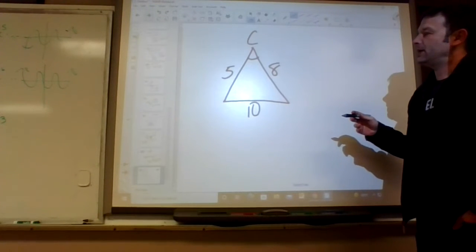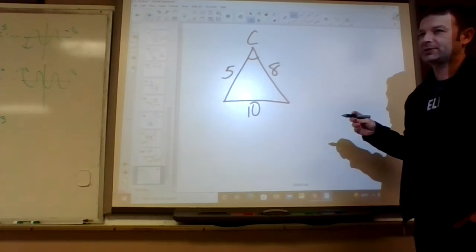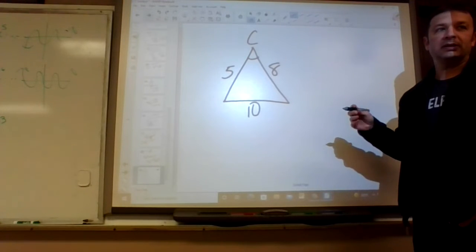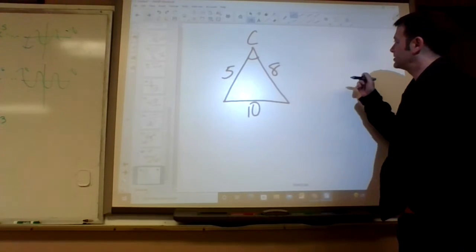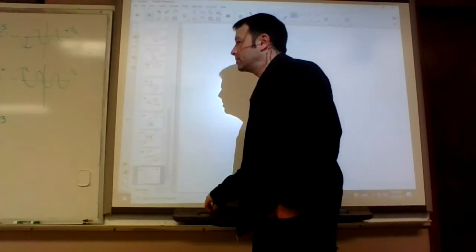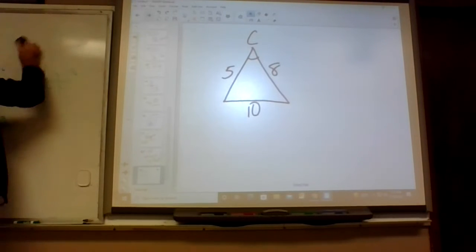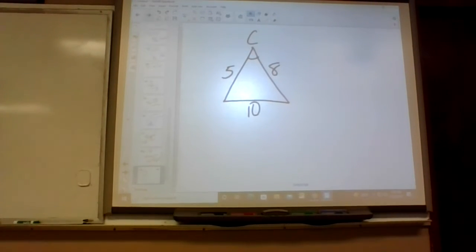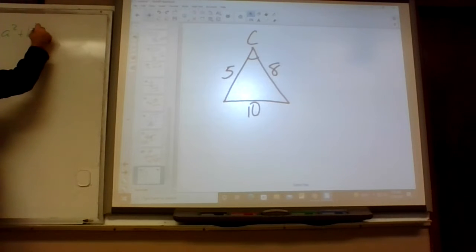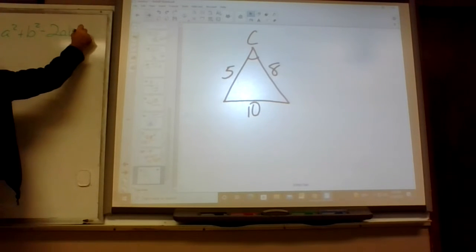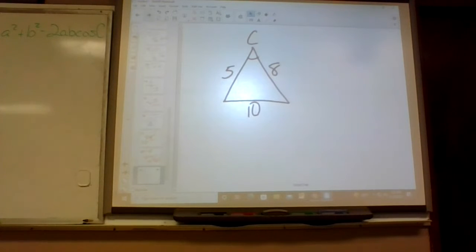So when we have side, side, side, it's law of cosines, the angle version. Let's talk about the side angle side version. Law of cosines: C squared equals A squared plus B squared minus 2AB cosine C. This is used to solve side angle side triangles.